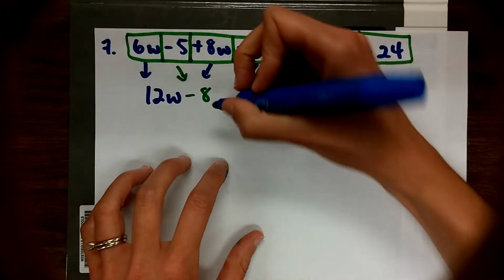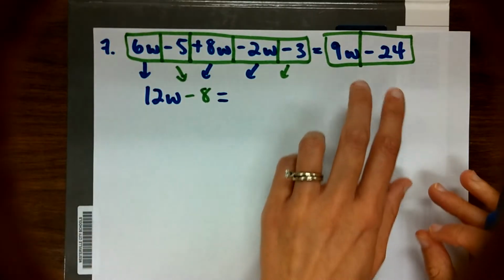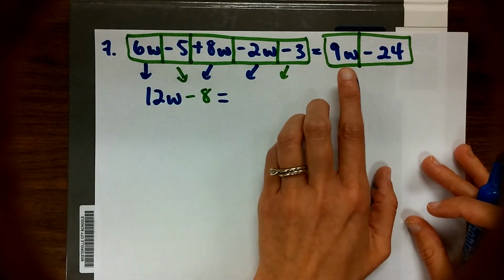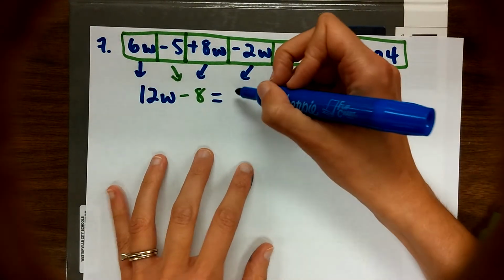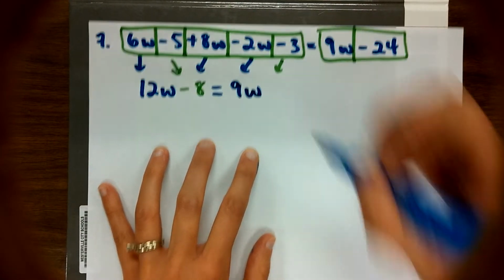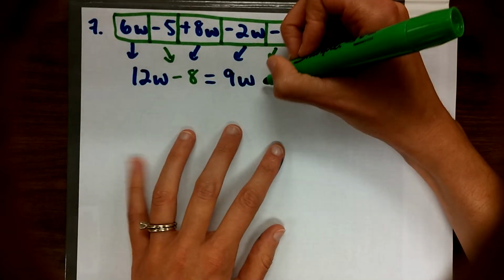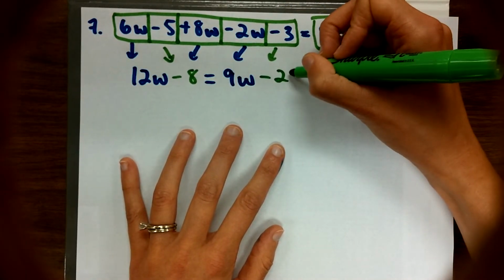And then on the right side, I just have 2 terms, and they're not like terms. One has a w, one doesn't. So I can't combine them, so I'm just going to rewrite the right side. So 9w, and then the minus 24.